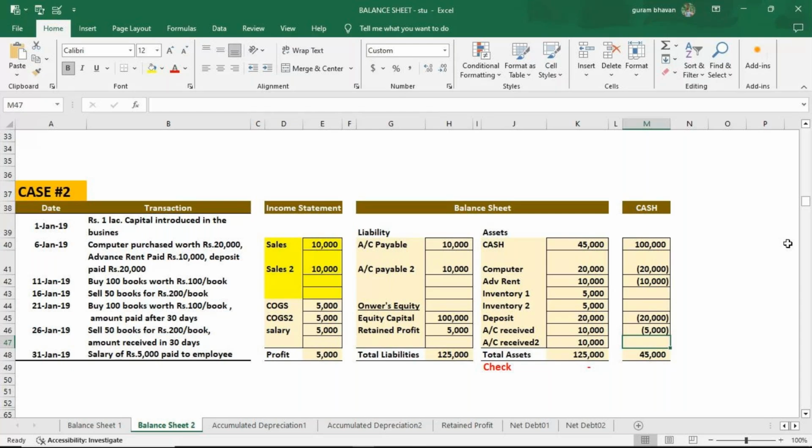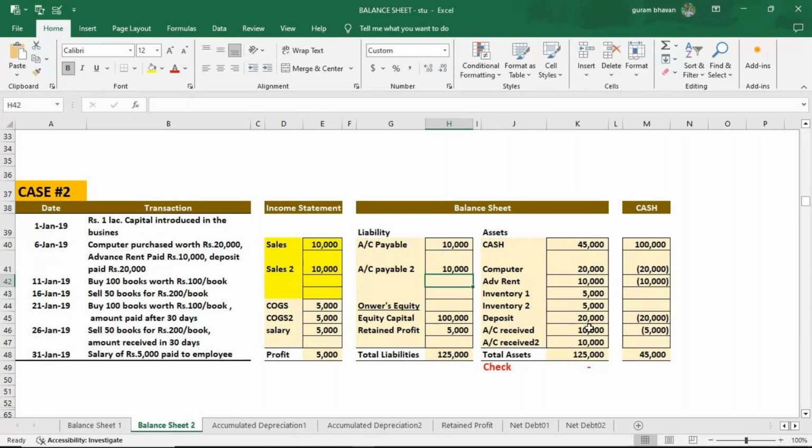Excuse me, ma'am. Ma'am, I haven't put the account payable and account received because I thought since it is dealing in cash, I added and deducted in the cash column only. I am getting 1,15,000, so there is a difference, right? Yes, ma'am. Here I have to show the account payable. That is, I have bought 100 books at the rate of 100 rupees, and the second time also I have bought 100 books at the rate of 100 rupees.